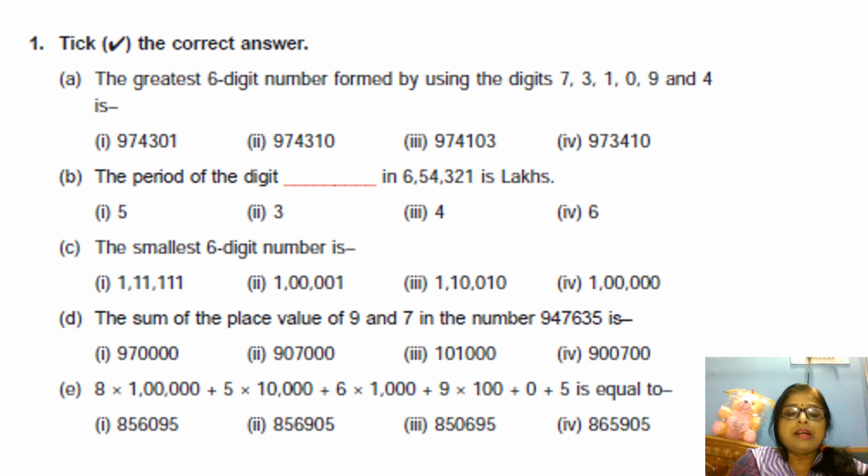You choose it. The sum of the place values of 9 and 7 in the number. First, you find out the place value of 9, then the place value of 7, then add them and then you find out the correct option. Here it is given in expanded form and you have to write it in short form. Add it and then do it.